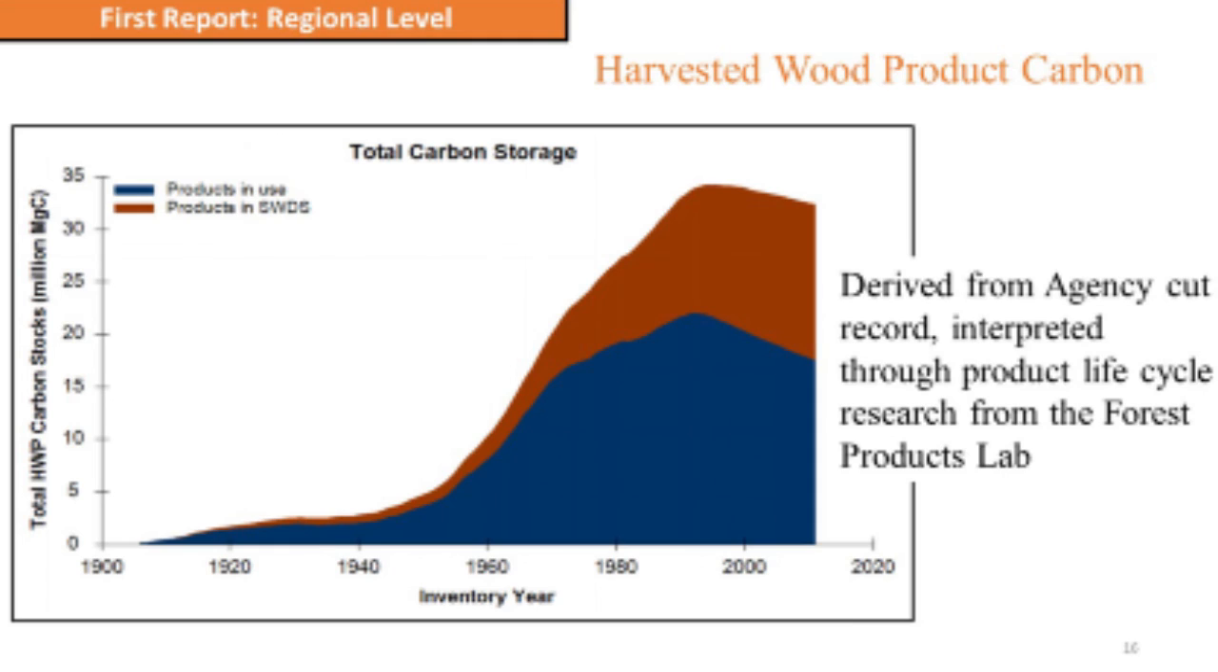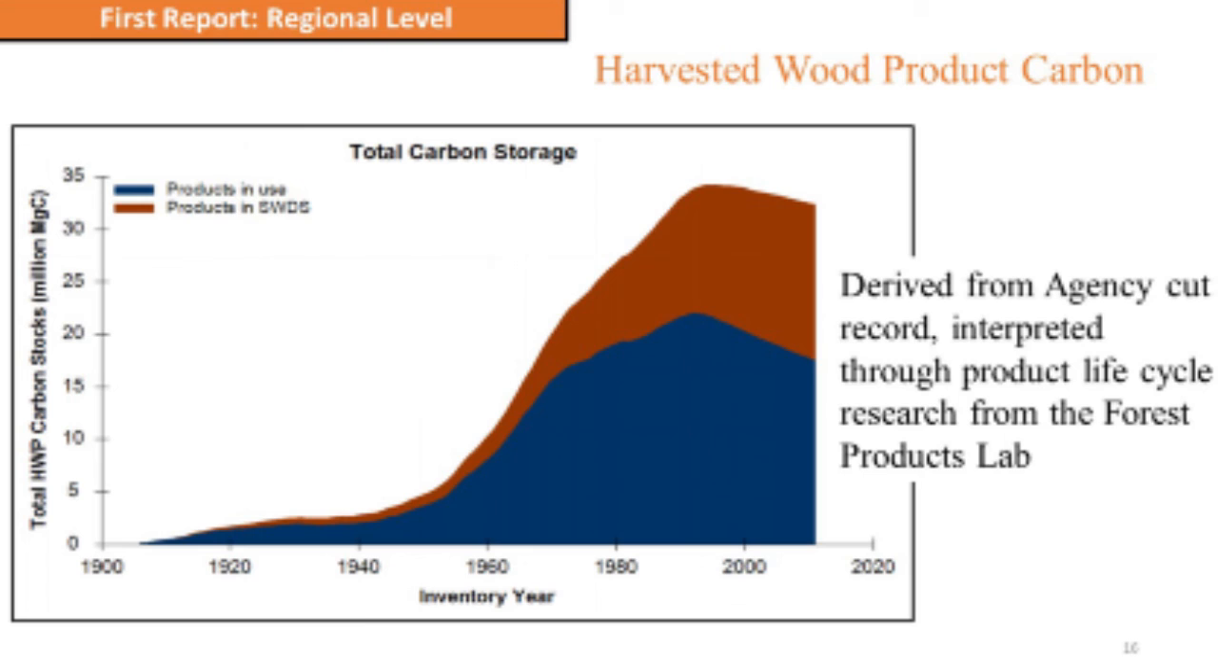So drawing on the timber product output information that I showed you earlier, we put that information through, it's basically a simple life cycle analysis model that was developed by the Forest Service's Forest Products Lab. And it's basically just a very simple accounting of how much carbon has been put into the product pool, going all the way back to the beginning of this national forest.